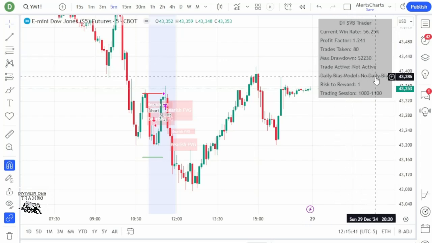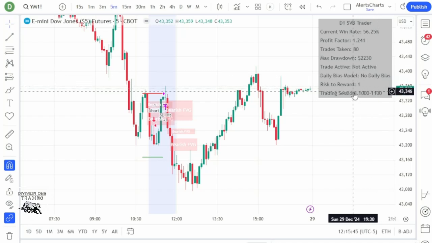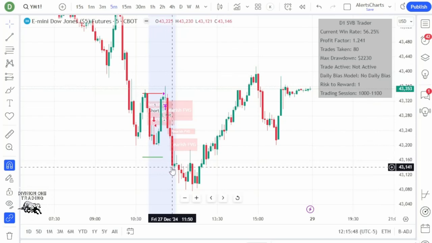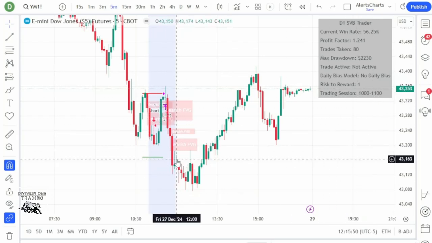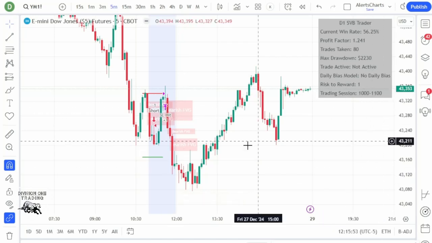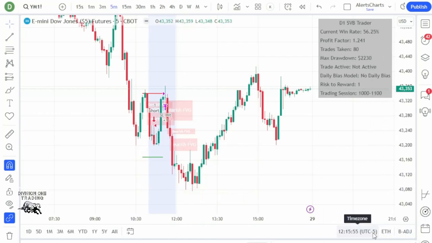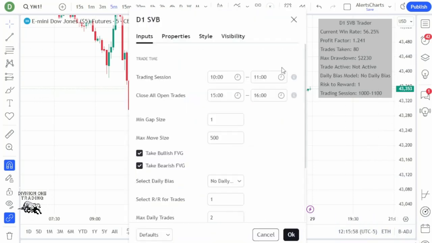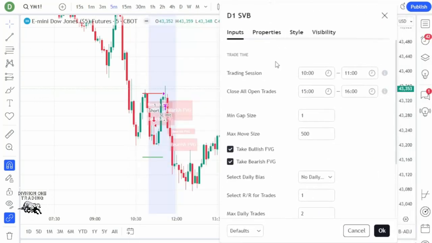And for the setup, we'll go into the internals. It's just talking about the daily bias. We have our risk to reward set at 1, and you can see right now the settings have us between 11 and 12 on this chart. It's actually 10 to 11. My timing is just a bit off down here. So if you double click on this dashboard, you can start seeing some of the internal settings.